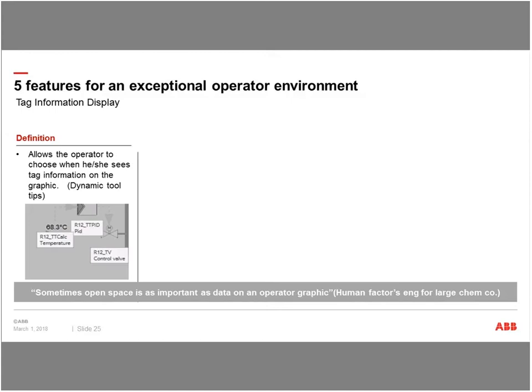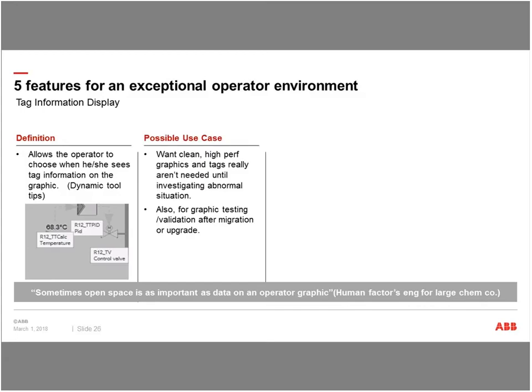So I want to see the process in its format, but one human factors expert said to me that sometimes open space is just as important as the data on the graphic itself, to make sure people can notice things and have that situation awareness. So with this tag information display, you can just press a certain hotkey, like a Control-T or something, which I'll show you how to configure, and that will bring up for a certain amount of time the information from the tag. The tag name is the default, but I can also add the description, the current value, the alarm status, whatever you want.